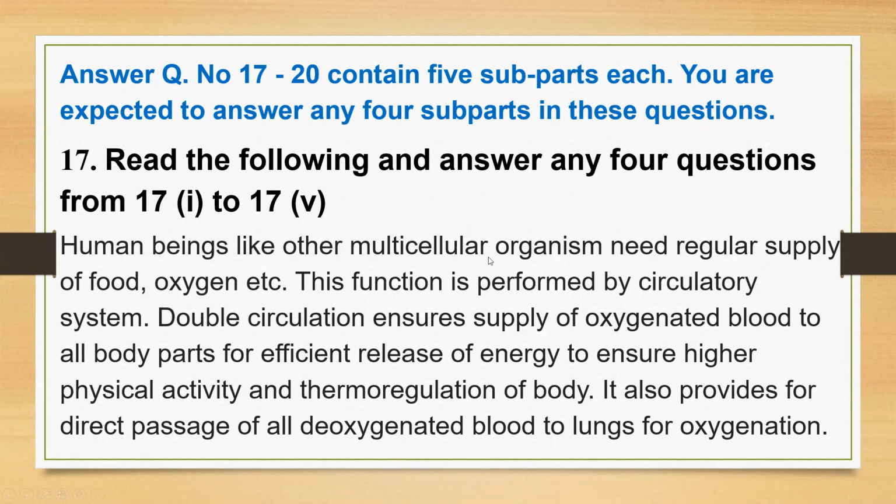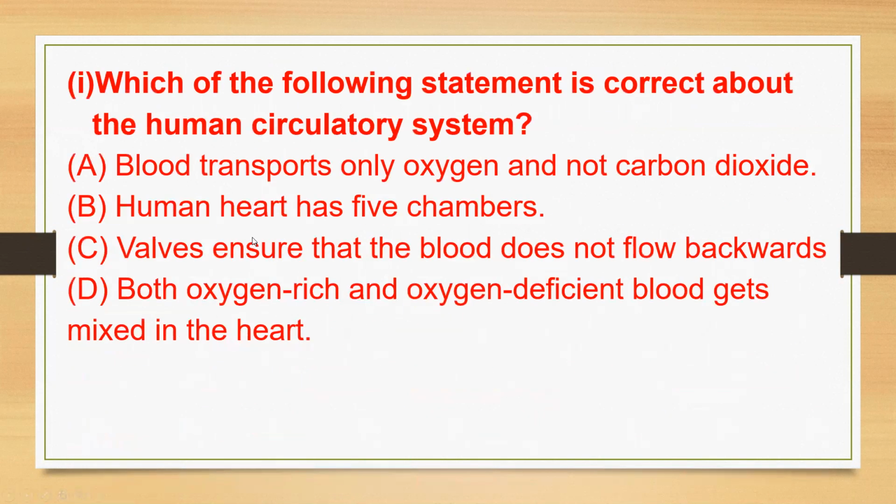Human beings, like other multicellular organisms, need a regular supply of food, oxygen, etc. This function is performed by the circulatory system. Double circulation ensures supply of oxygenated blood to all body parts for efficient release of energy to ensure higher physical activity and thermoregulation of the body. It also provides for direct passage of all deoxygenated blood to the lungs for oxygenation. This is the context provided. Then see the questions and answers.